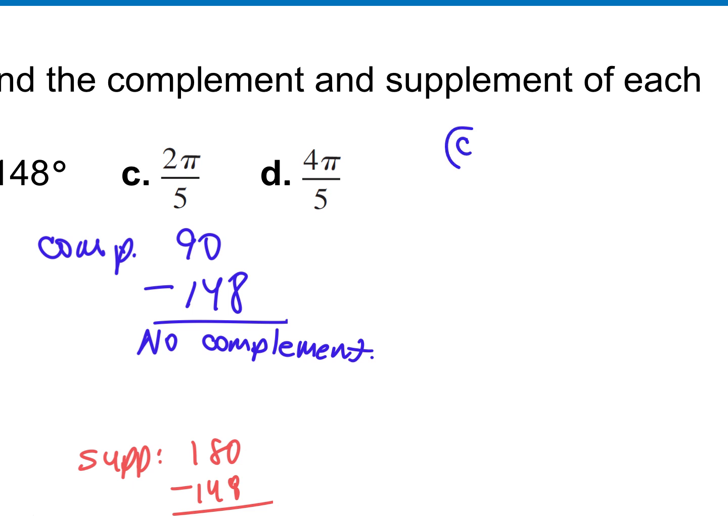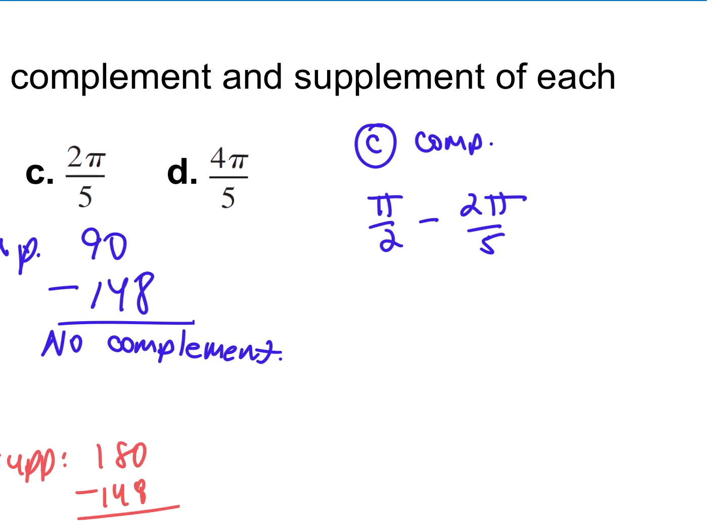So if I have C to find the complement, it's 90 minus. What's 90 the same as in radians? Pi over 2. So it's pi over 2 minus 2 pi over 5. Again, if you wanted to convert it to degrees and do it that way, you could, but then you have to convert your answer back to radians. Whatever measurement you start with, you have to finish with.